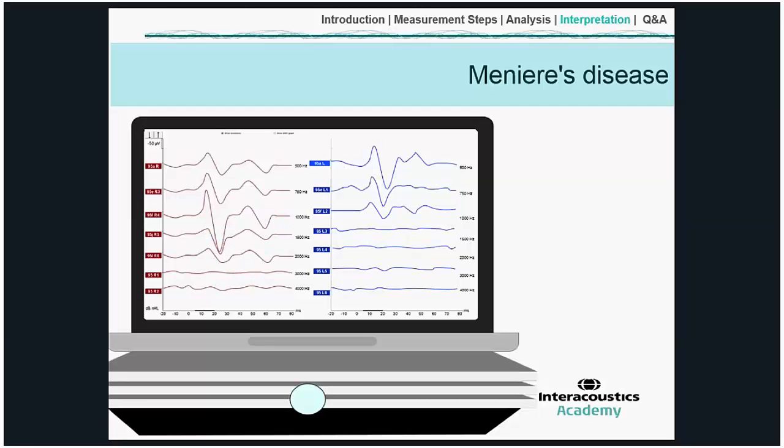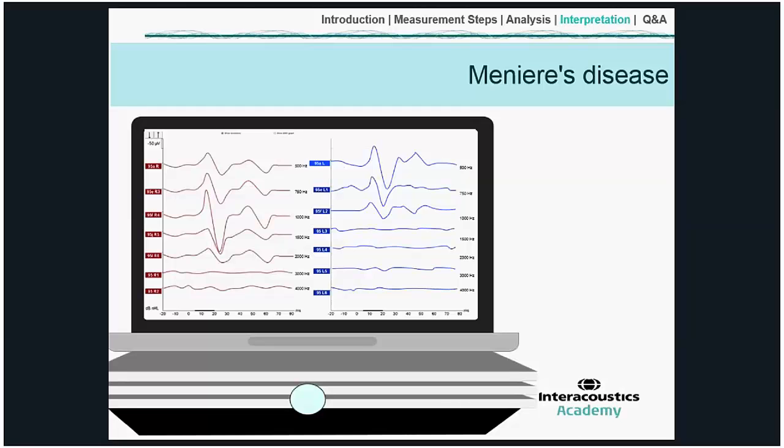So the VEMP responses have shifted, and we can see this large response being present at 1000 Hertz, and this is indicating that perhaps this patient has some endolymphatic hydrops, and Meniere's could be the cause of their dizziness, or at least endolymphatic hydrops anyway. Again, more research is required on this, and it's happening all the time at different sites across the world, so hopefully this will be a very promising application for cVEMP testing in the future.